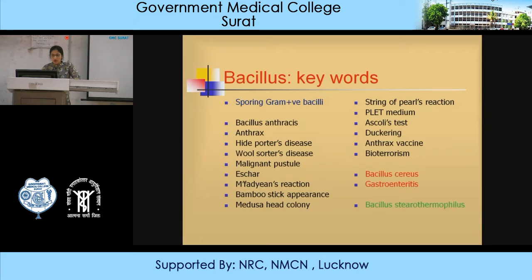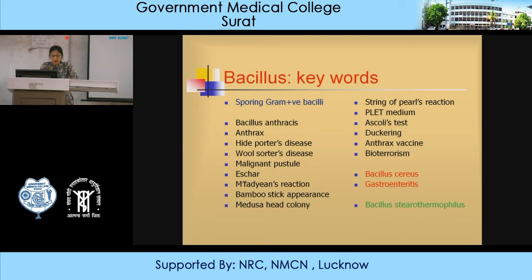These are all keywords which are used during this lecture. In this Bacillus lecture we will use different terminology according to their morphology in staining preparations, their morphology in culture, and according to the disease produced by them. Bacillus anthracis produces a disease like anthrax, like Hyde-Potter disease. This is Hyde-Potter disease. This is an occupational disease.